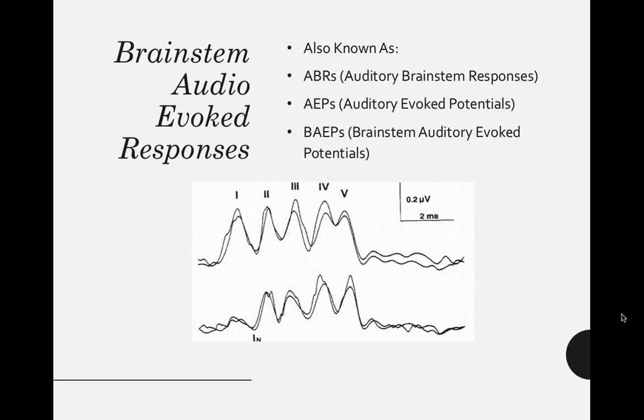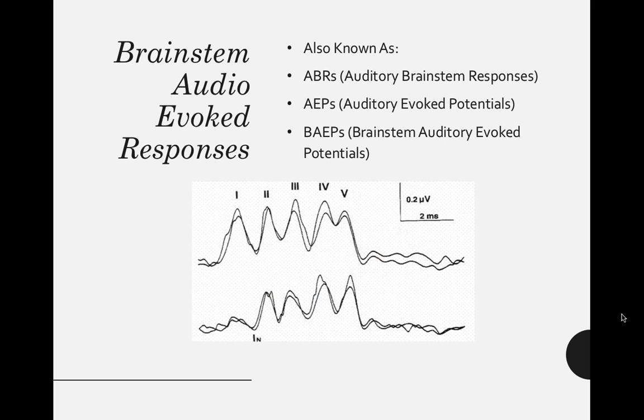So the brainstem audio evoked responses, also known as ABRs for auditory brainstem responses, AEPs, auditory evoked potentials, and BAEPs, brainstem auditory evoked potentials. These are all the same exact test. You should file them away in the same folder. They are all the same. I usually refer to them as ABRs or BAERs most commonly, but any one of these can be used interchangeably.